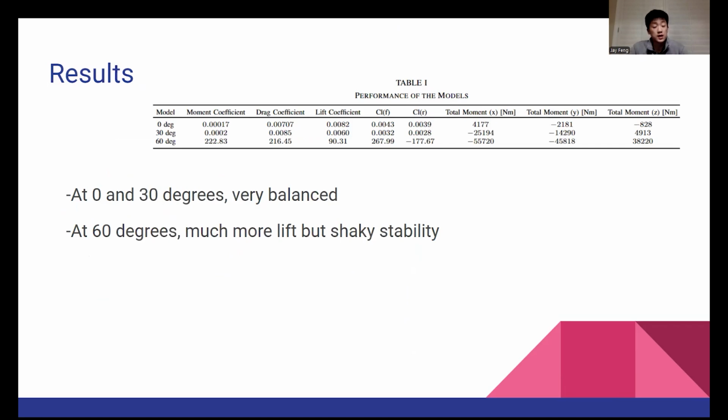At 0 and 30 degrees, it was very balanced, as we can see from the lift distribution. And then at 60 degrees, although a lot more lift was generated, it had very shaky stability.